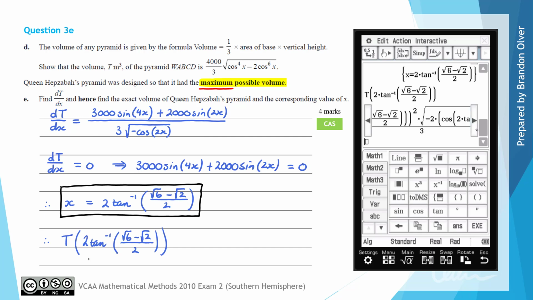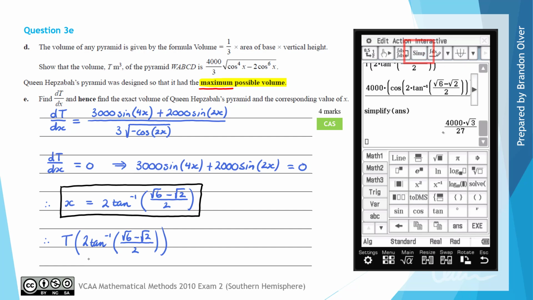And once again, that's a lot of writing to put down. So we might want to just check if we can simplify that by hitting the simplify button, and we actually get quite a convenient answer of 4000 root 3 on 27. And using the simplified answer that the calculator gave, this is equal to 4000 root 3 all divided by 27. And the units given in this question are in meters cubed, so we can do meters cubed there as part of our answer.